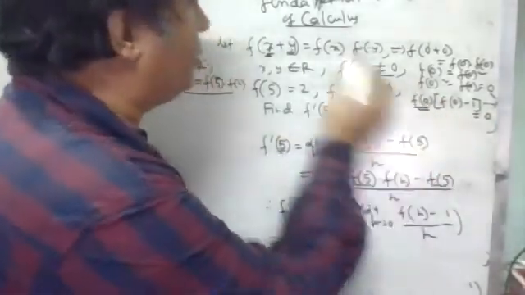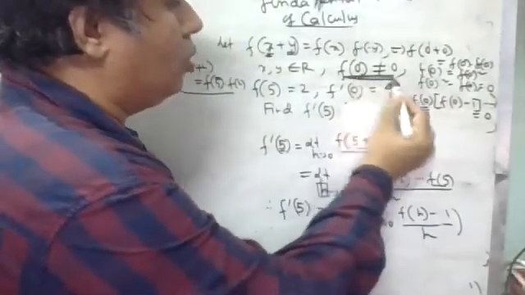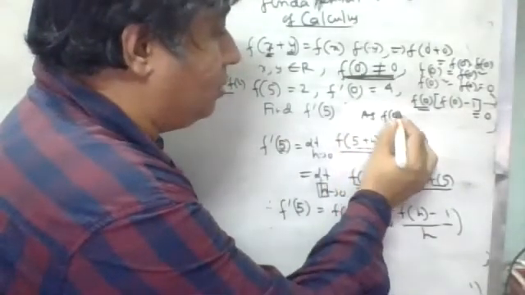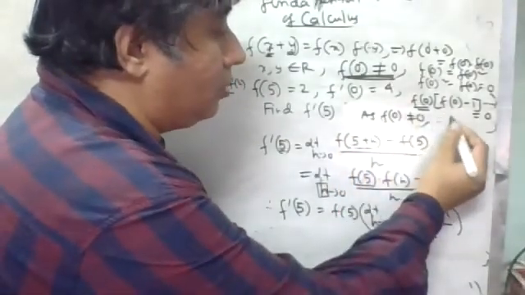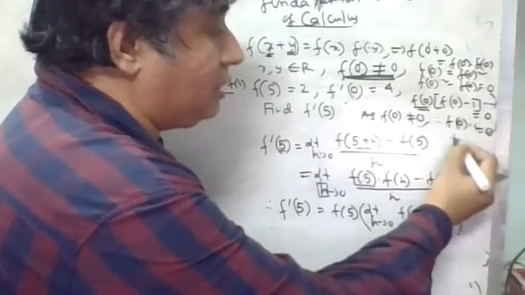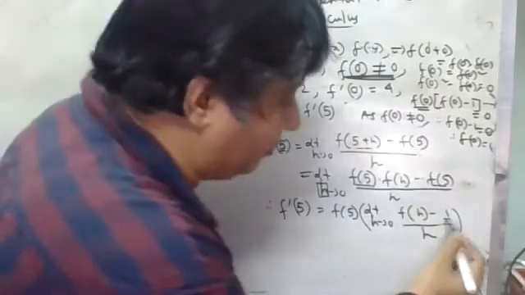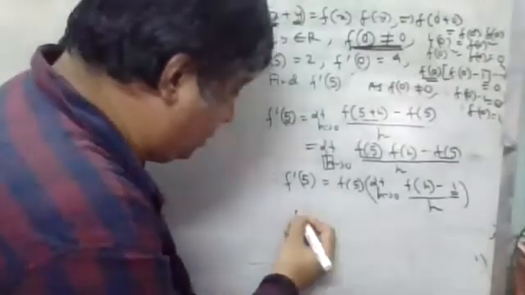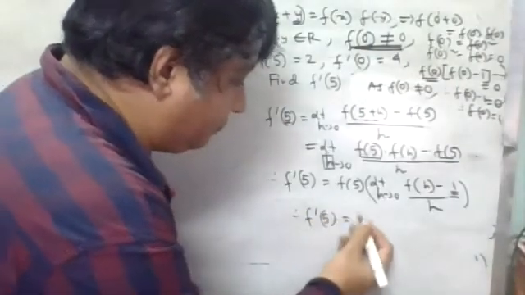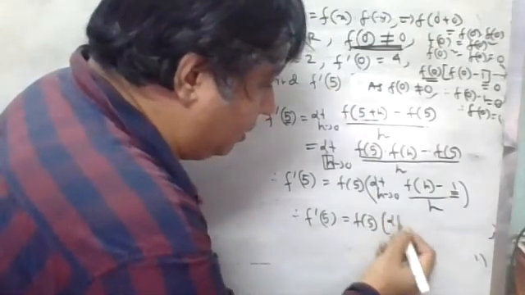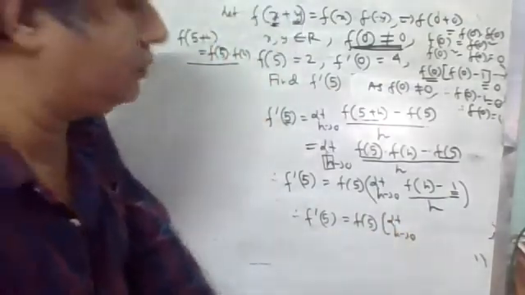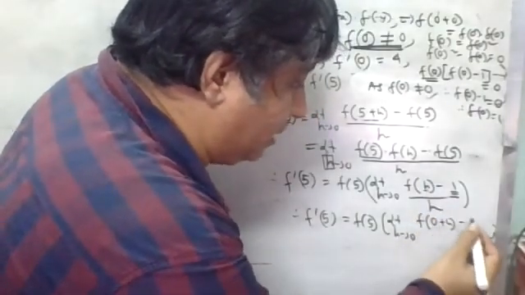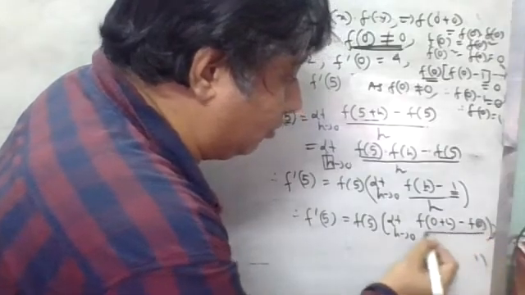But this thing is not equal to 0, mentioned in the question as f(0) not equal to 0. Therefore, f(0) minus 1 must be 0. So f(0) is 1. So instead of this 1, you can put f(0) without any hesitation. Okay, let's put. So f dash 5, f(5) limit h tends to 0, instead of h, f(0 plus h) minus f(0) by h.